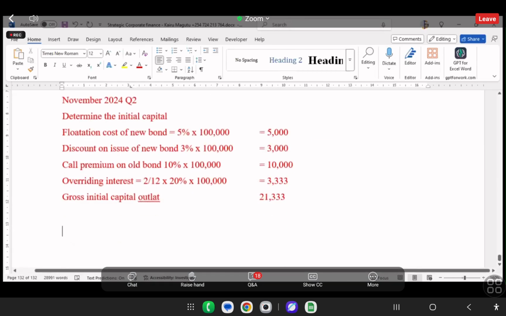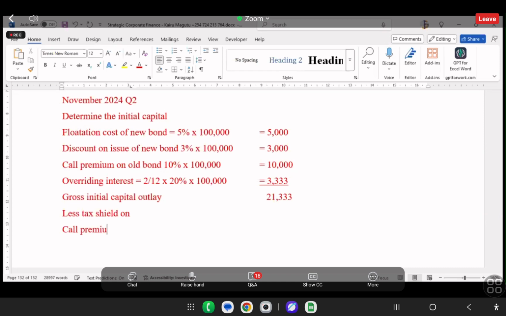Now, when you incur these costs, there is what we call the tax benefit. There are some costs that will be allowed, so we say less tax shield. There are expenses that will have to be allowed. We say that the call premium on the old bond, which is the 10 million, will be allowed immediately.